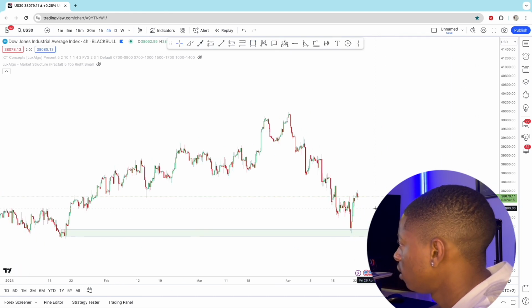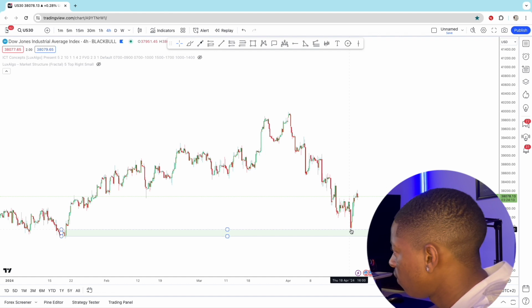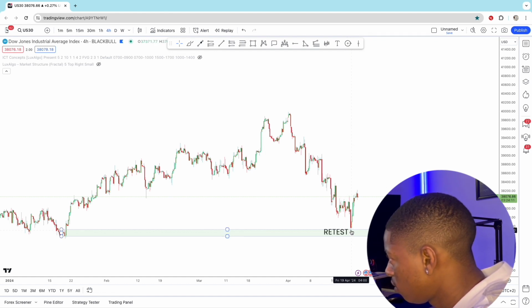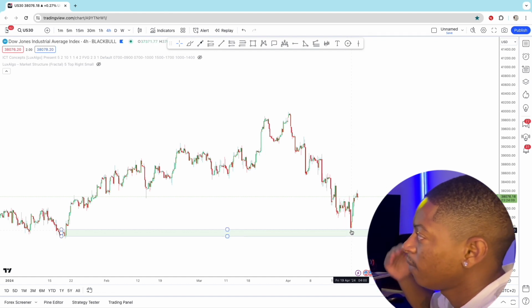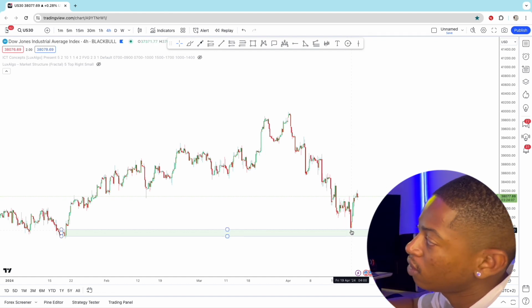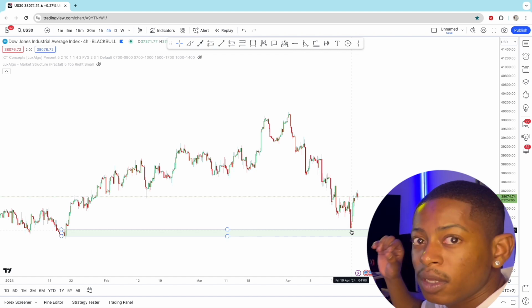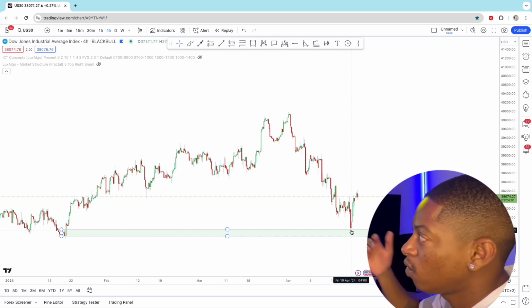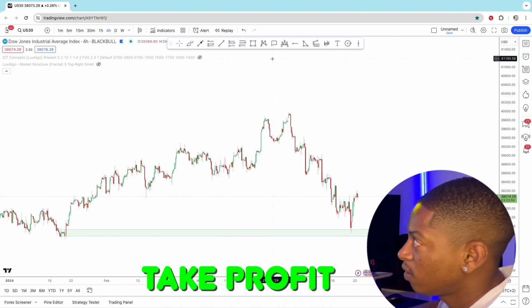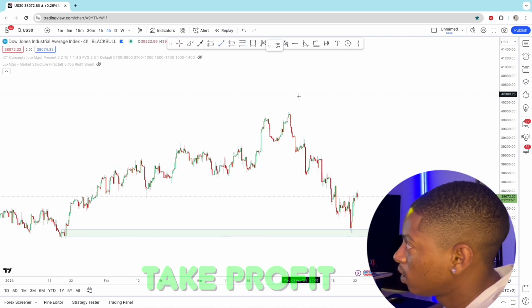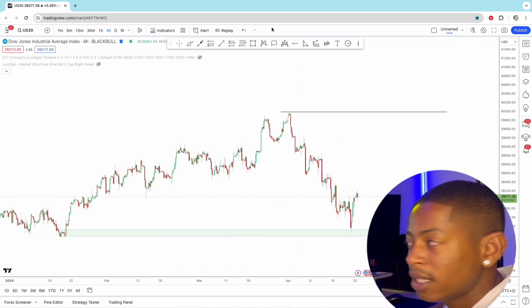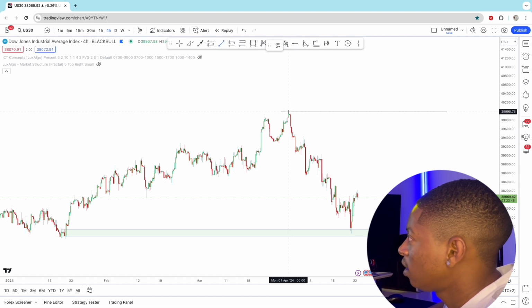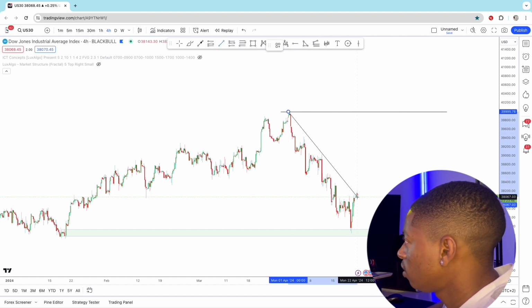So you can see price eventually came and retested here. So basically what it's saying is price reached this area. If it never reached it, it was going to be almost like our take profit. But now because of the fact that it reached it, it confirms our next take profit area, which is at the high, which is right here. This is our next take profit area.